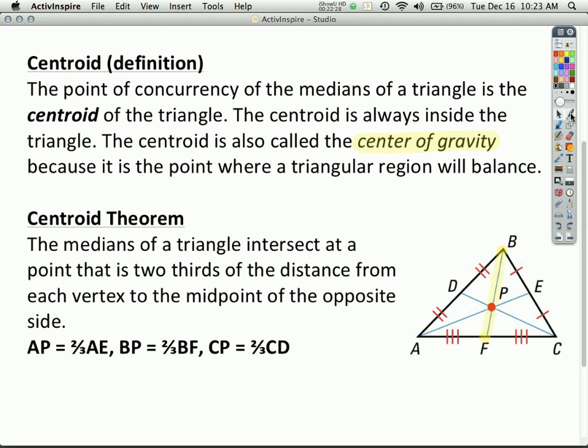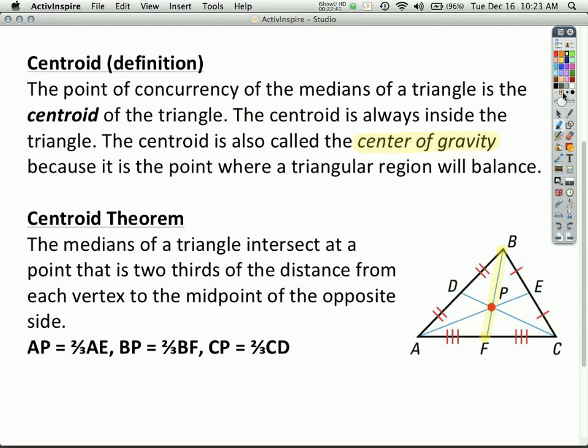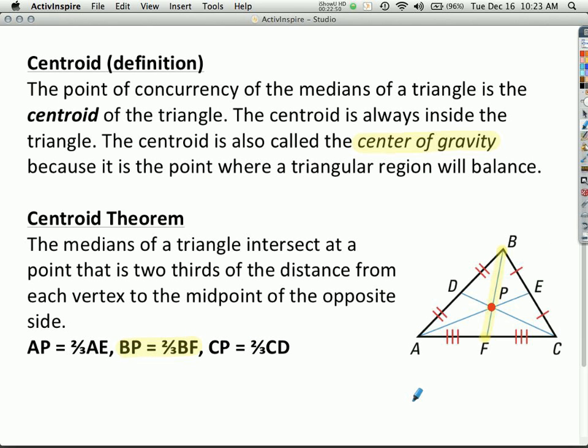What it does is it divides this whole segment into 2/3 and 1/3. You can see that this segment, BP, is longer than BF. And so now we end up with this statement right here. BP will be equal to 2/3 of BF. This right here will be 2/3 of the whole median.